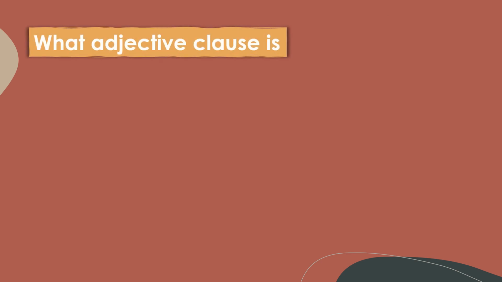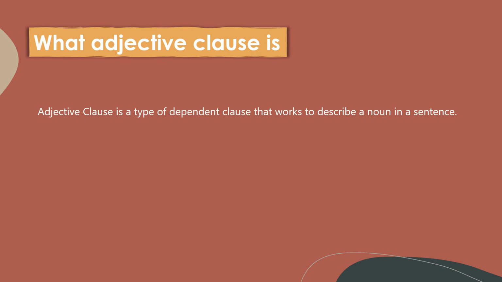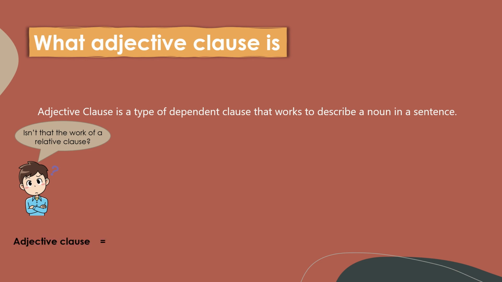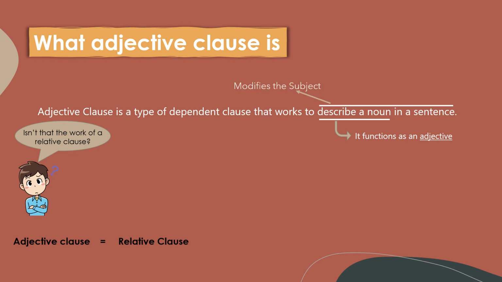What adjective clause is? The adjective clause is a type of dependent clause that works to describe a noun in a sentence. Wait, isn't that the work of a relative clause? Yep, you're right. Adjective clause is also known as relative clause. You can say both of them. It's up to you. And since it describes a noun, it also functions as an adjective. And as an adjective describing a noun in a sentence, it can describe the subject. It can modify the subject.